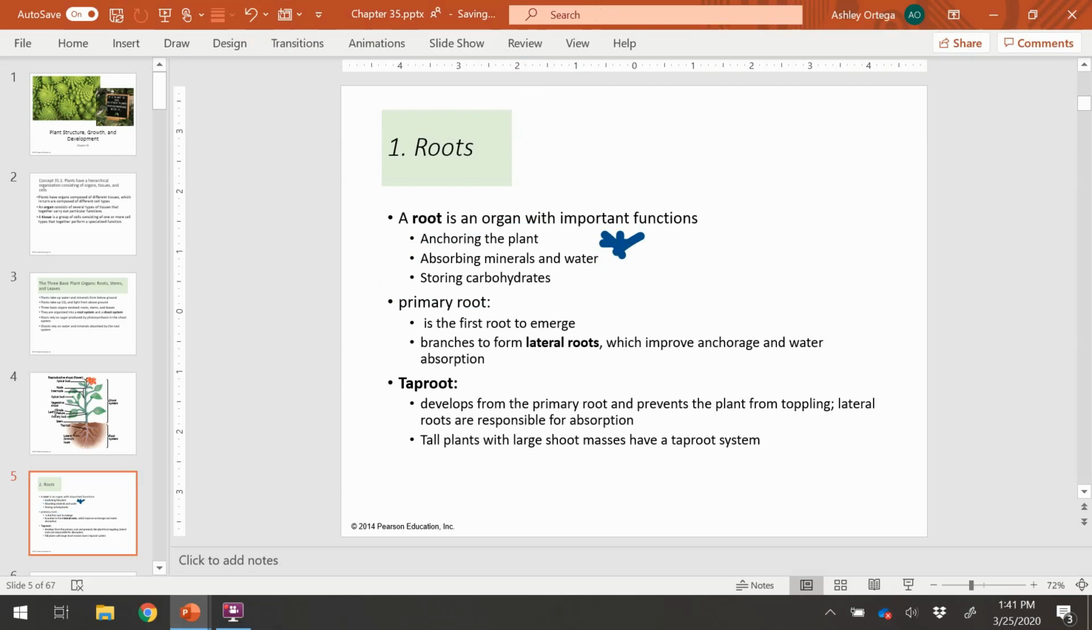All right, and then the primary root is called the primary root because it's the first root to emerge from a growing seed, and it forms branches to make lateral roots that will help with anchoring and water absorption for the plant. So the primary root's the first one to emerge, and usually from this the taproot develops. This is going to be the centralized root that all branches come off of, and is going to help with anchoring the plant, preventing it from toppling over. And most tall plants will have a taproot. And so you want to know what a primary root is and how that compares to the taproot.